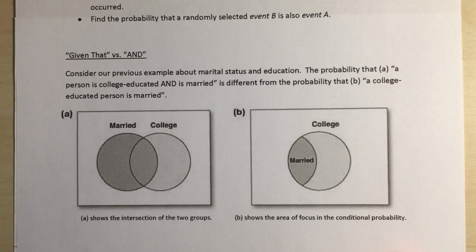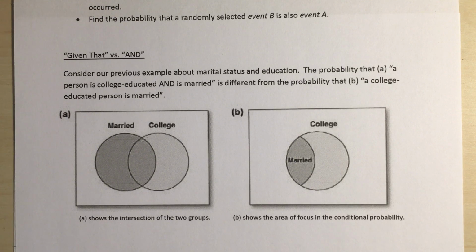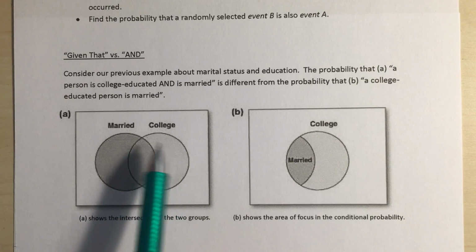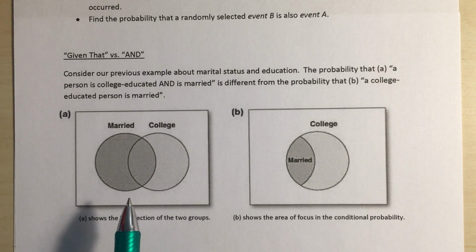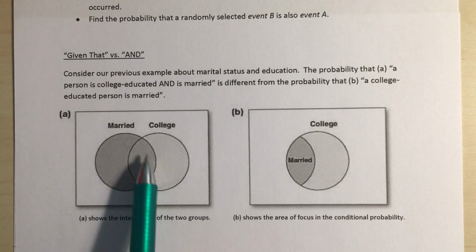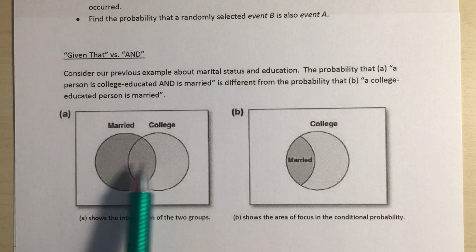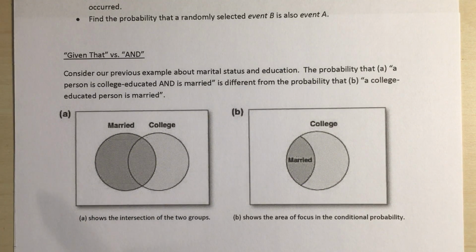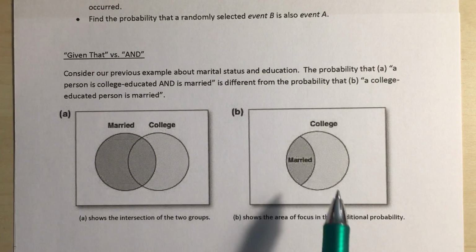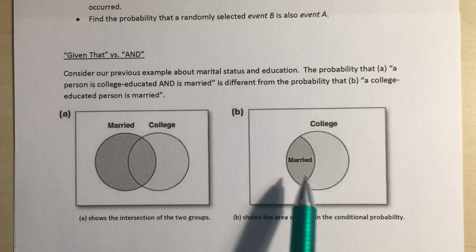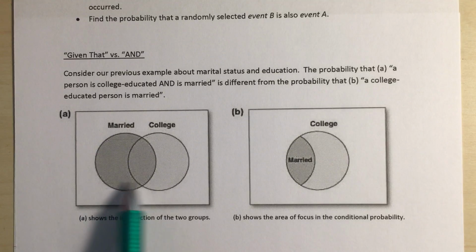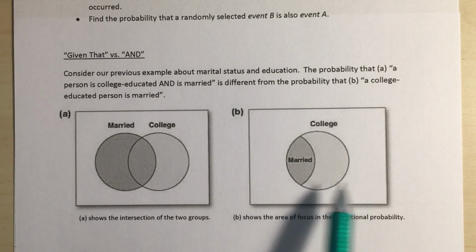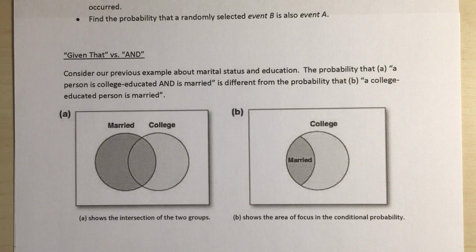And what this means is, if we think about what we saw in the previous section, we were looking at and probabilities. When we were looking at and probabilities, we were looking at our whole Venn diagram. So the probability that a person is college educated and is married is this probability in the middle, but we're looking at our whole Venn diagram. That's different from the probability that a college educated person is married, because then we're looking at a person that is married given that they have a college education. So we've restricted our group. Instead of looking at our entire diagram, we're just looking at one little portion of our Venn diagram.